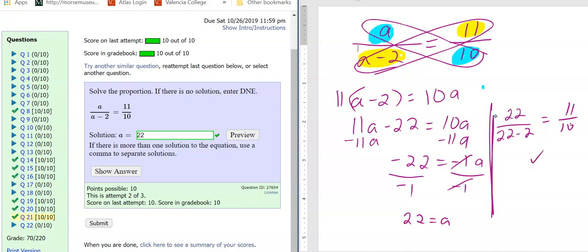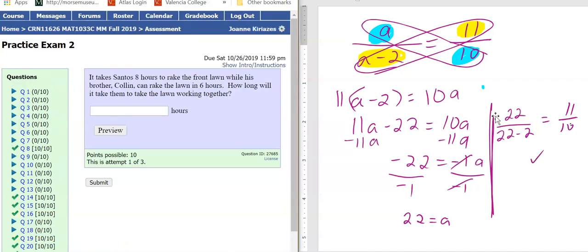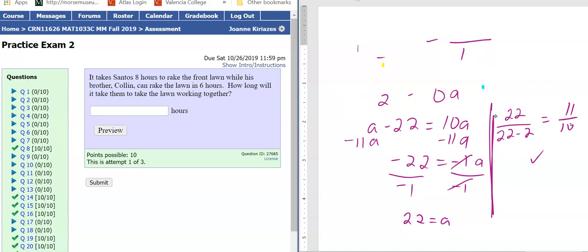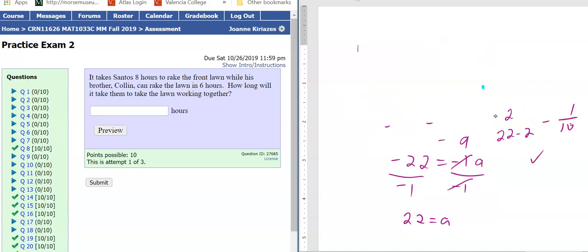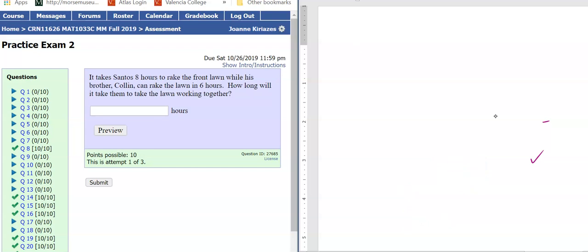Okay? And then our last question. Woo-hoo! Oh, it's a work problem. We're good at these too. Okay, here we go. A work problem question. Says it takes Santos 8 hours to rake the front lawn, while his brother Colin can rake the lawn in 6 hours. How long will it take them to rake the lawn together? Okay.